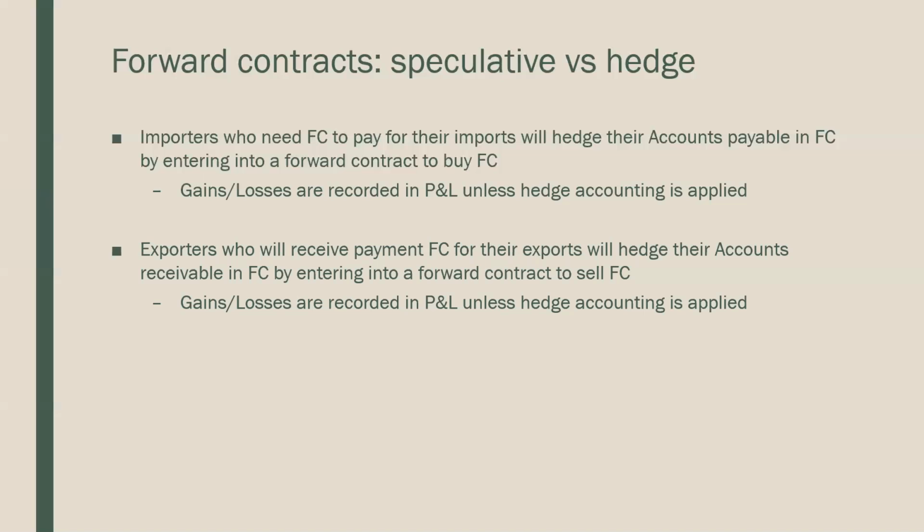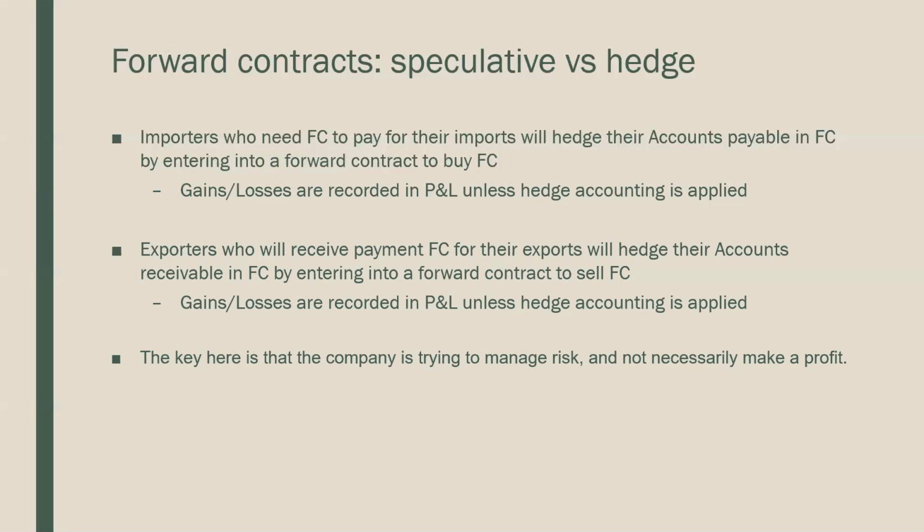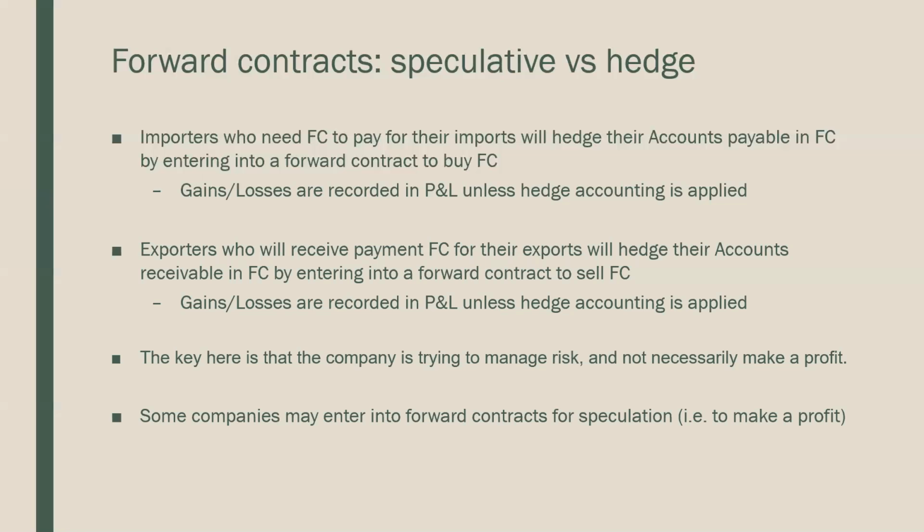Now, the key to keep in mind here is that the companies are trying to manage risk and not necessarily make a profit. That said, companies can and do often get into forward contract positions for speculative purposes, i.e., with a view to make a profit. The gains and losses in that case are recorded into P&L because a speculative contract is not a hedge.